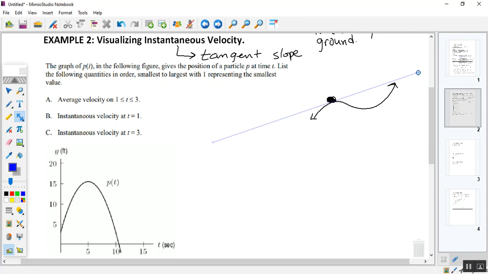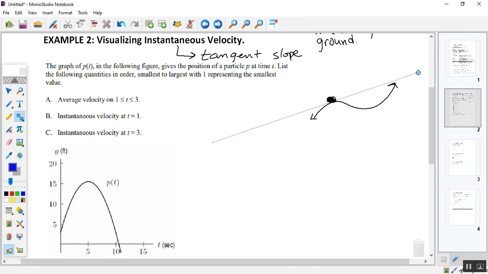First of all, does it intersect the graph? Does it intersect the graph at multiple points or just at one point? And here's the deal. This is exactly what instantaneous velocity means. Instantaneous velocity means what's the slope of a tangent line just at that point?